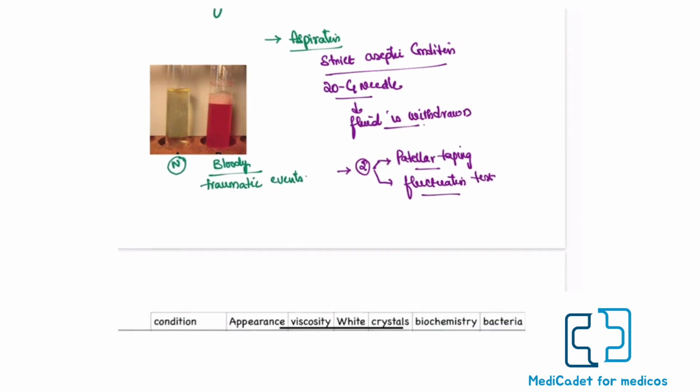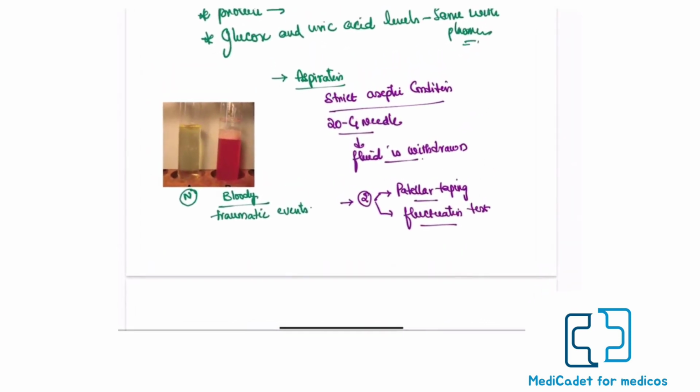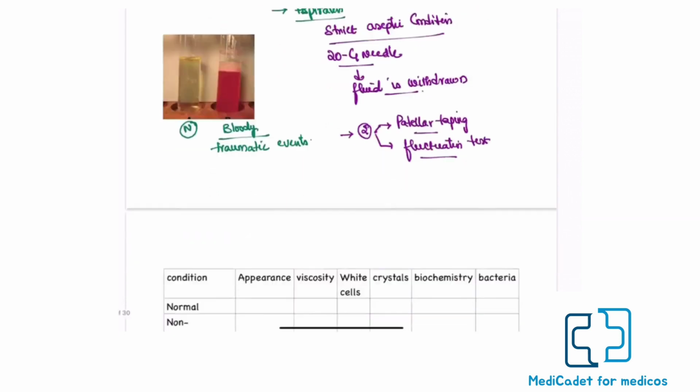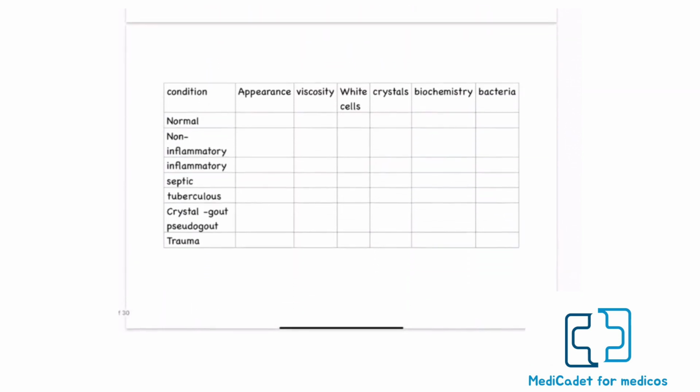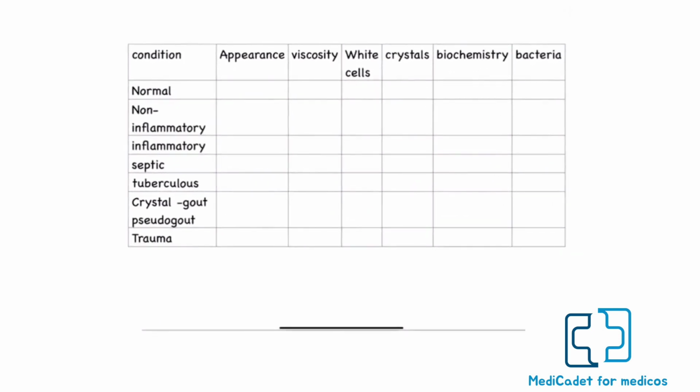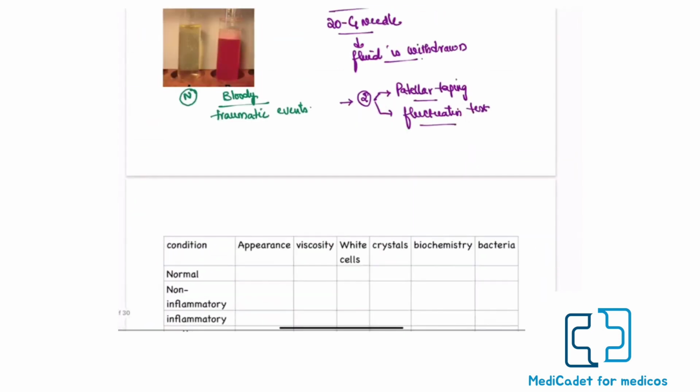So when these two tests are positive, you go for knee aspiration, and on aspiration you analyze the fluid. So there are various parameters. First you see the appearance, and based upon the appearance, you then send for the synovial fluid analysis. So this is what you send for the analysis, and you can diagnose certain joint disorders based upon your synovial fluid analysis. First, as I've already told you, it could be trauma.